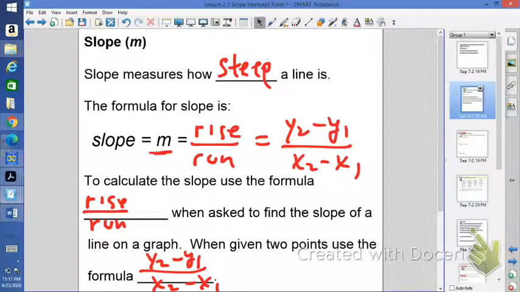Now, to calculate the slope, use the formula rise over run when asked to find the slope of a line on a graph. And when you're given 2 points, you're going to use the formula y sub 2 minus y sub 1 over x sub 2 minus x sub 1.